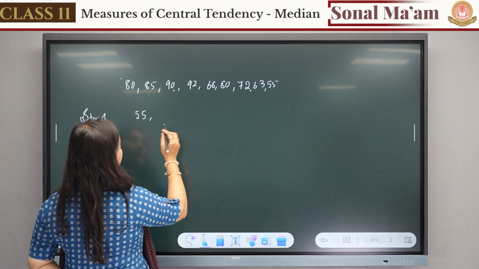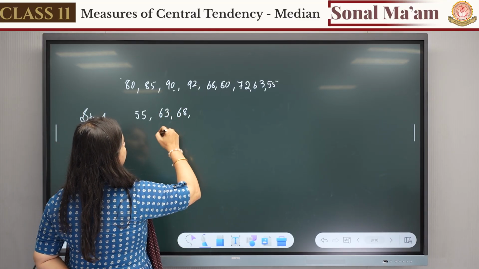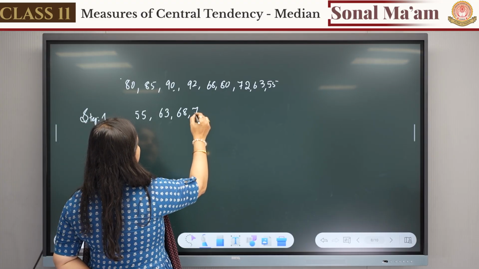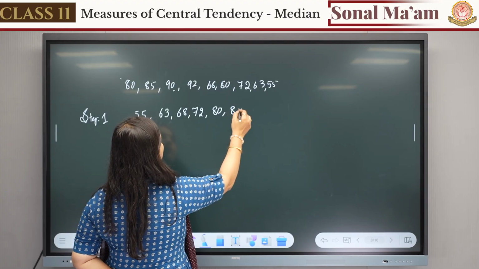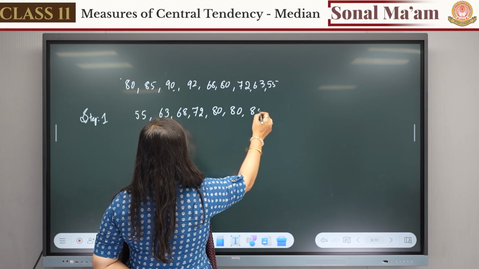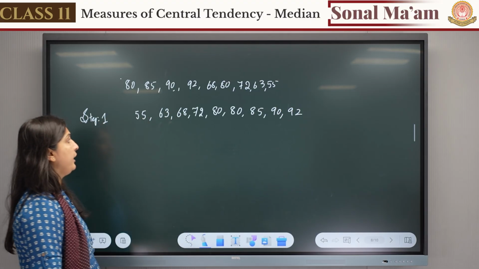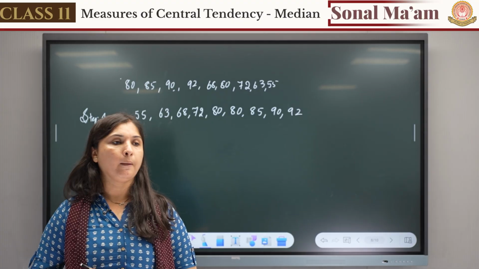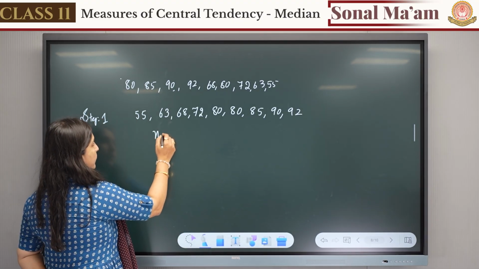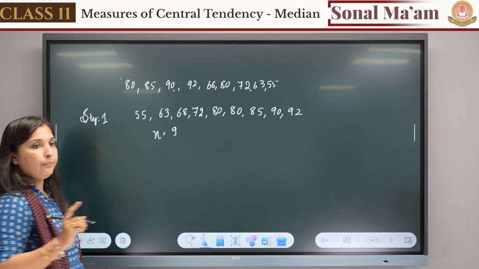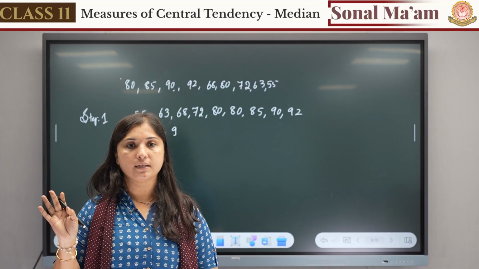Yes, after 55? 63. Then we have 68. Then we have 72. Then we have 80. We have it twice, I think. Then we have 85. Then we have 90, and we have 92. How many observations do we have? Can you count the observations? We have 9 observations. N is equal to what? 9. Step 1 is done. Step 1 was arranging in the ascending order. We have already arranged in the ascending order.